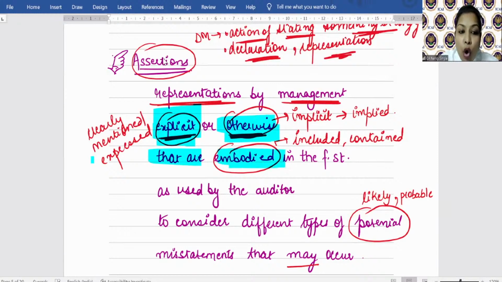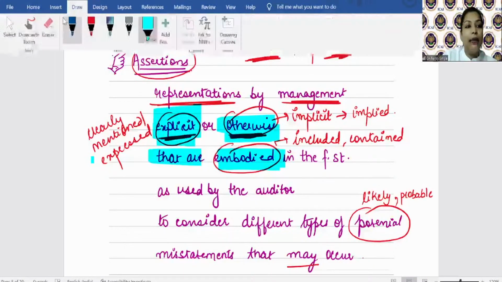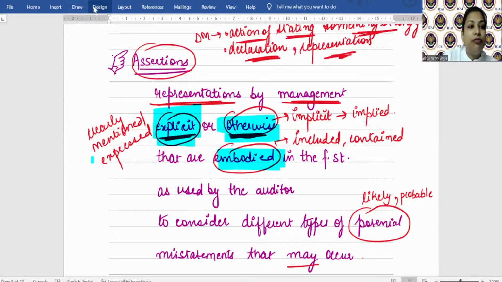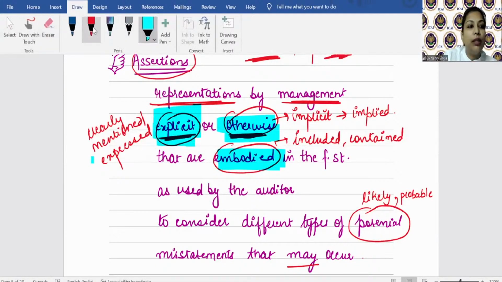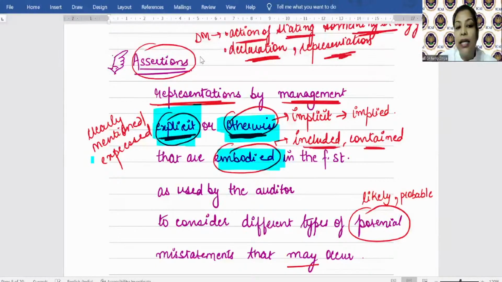That are embodied in the financial statement. Tell me, what is the meaning of term embodied? So I'll tell you. The meaning is what? Included, contained in the financial statement. है ना? So is this part clear? अभी तक we have discussed these three lines, that these are the representations by management, explicit or otherwise, that are embodied in the financial statement. है ना? तो if you remember, we were saying that we will detect the material misstatement at the assertion level.